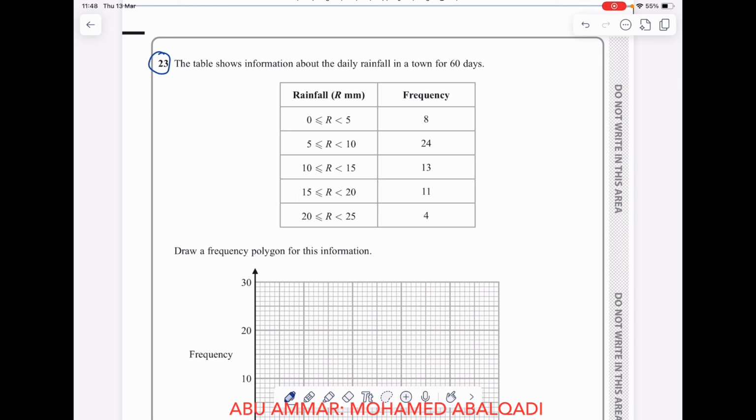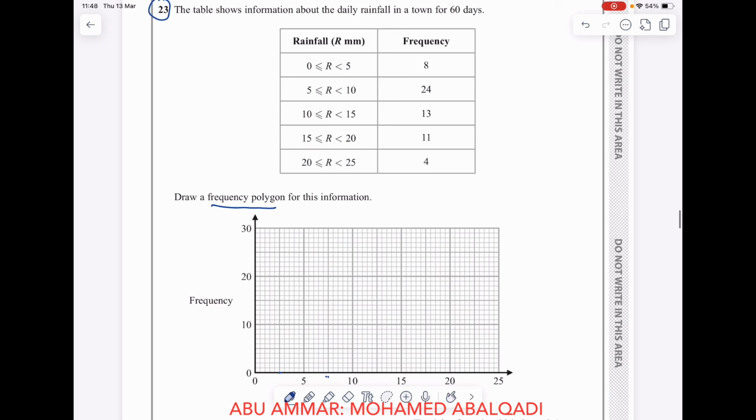Our next question is question 23, and question 23 says the table shows information about the daily rainfall in a town for 60 days, and on the left we have the amount of rain in millimeters, and on the right we have the frequency, the number of days with that amount of rain. So we are told to draw a frequency polygon for this information. As you can see, for our frequency, we have the exact numbers we can plot on our y-axis. And for our amount of rain in millimeters, we are given classes or ranges which we cannot plot on the graph. So the first step is to find the midpoints of the amount of rainfall in millimeters.